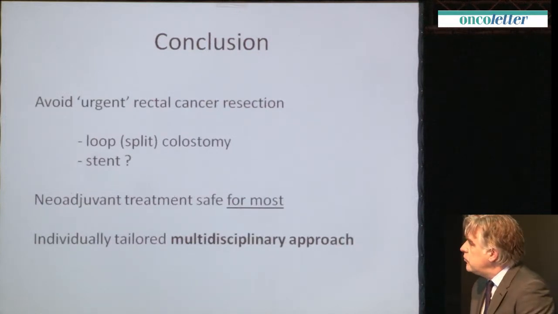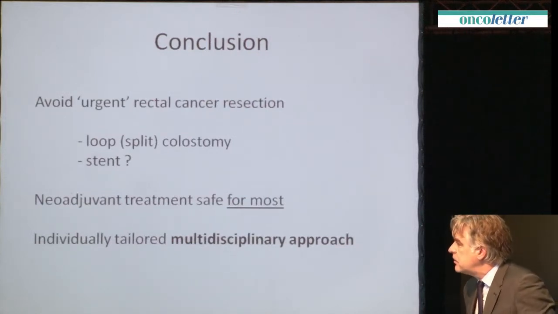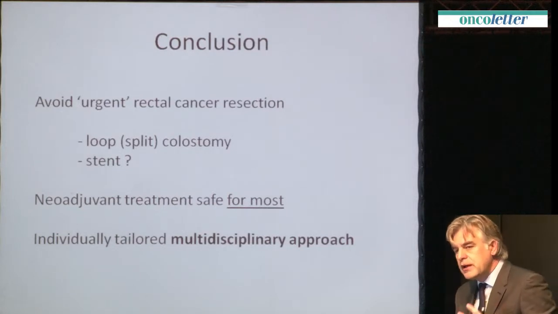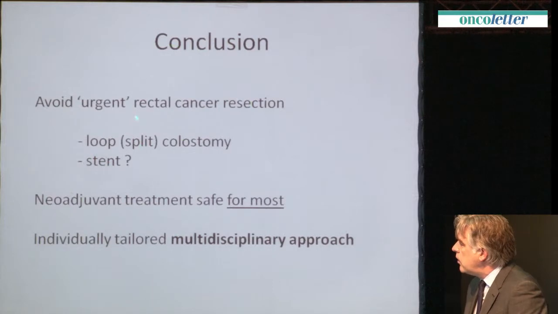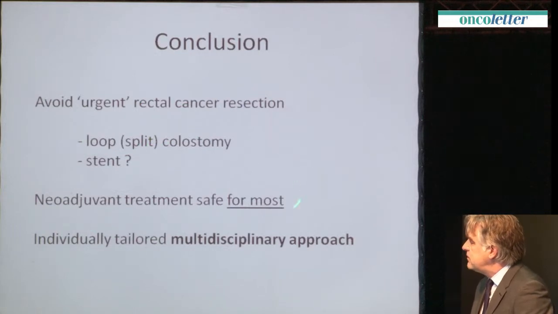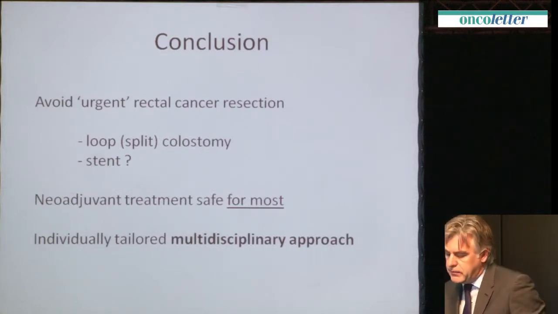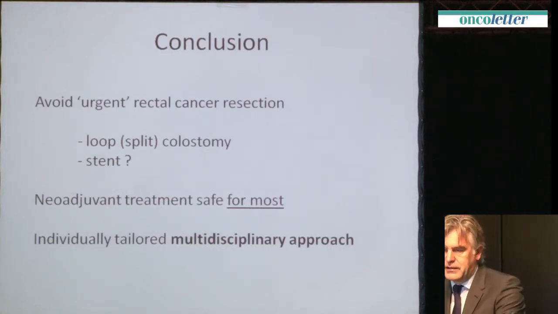I think today we should avoid urgent rectal cancer resection. There is no place for a low Hartmann. Maybe if we go for urgent resection, we should do a loop colostomy or a split colostomy. Neoadjuvant treatment seems safe for most of the patients. And again, the treatment should be individually tailored by a multidisciplinary approach. I thank you.